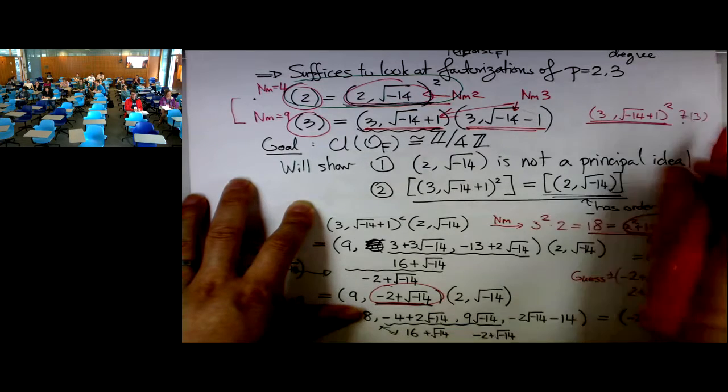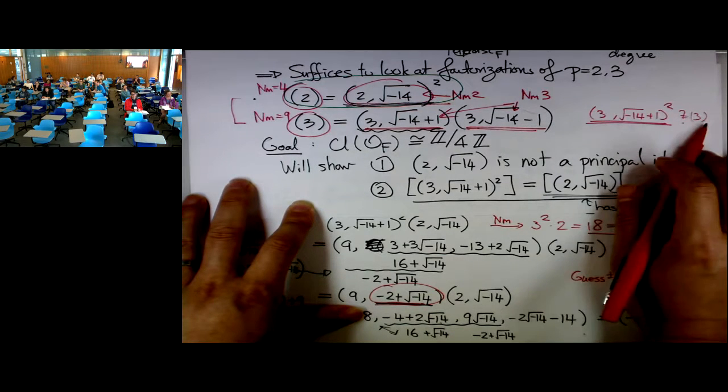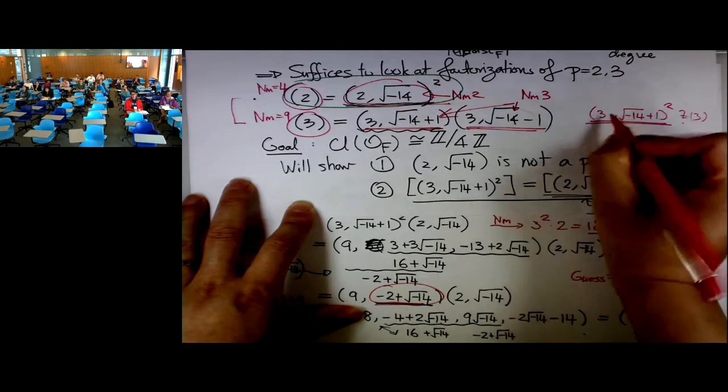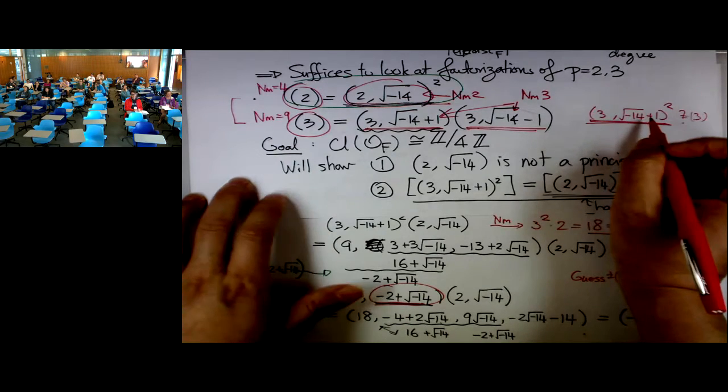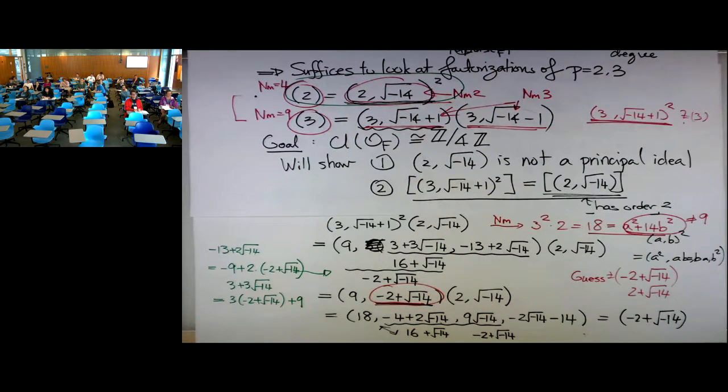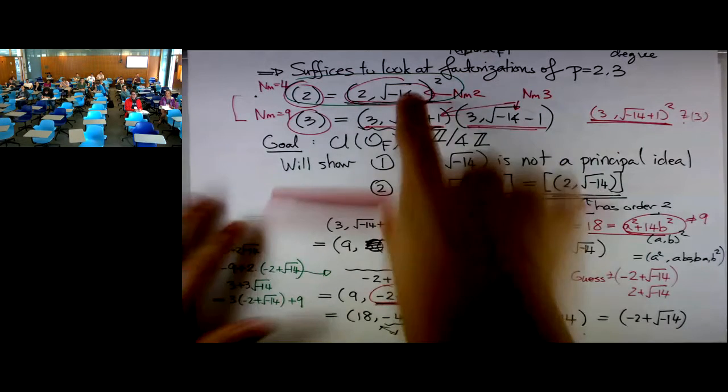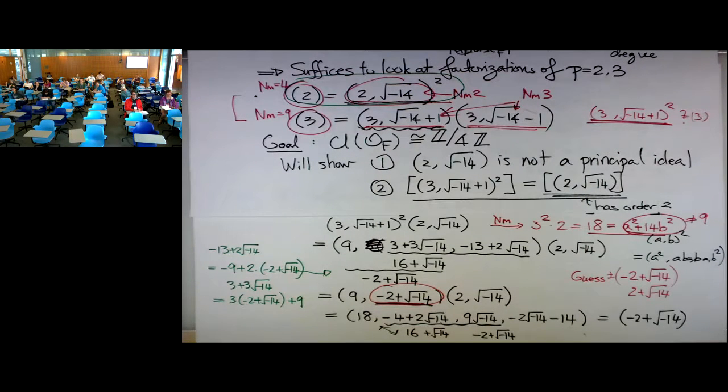Right? It's not that difficult to show that it's actually not the ideal generated by 3. So you know that this is not going to be principal. If you look at groups of order smaller than or equal to 4, there are not many options. And you also have an element of order 2. So basically, you're only choosing between the cyclic group of order 4 and Z mod 2 cross Z mod 2.